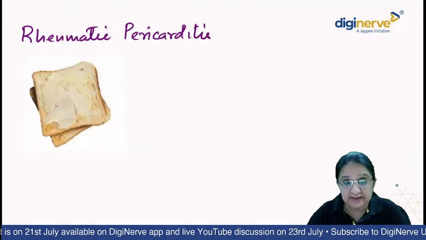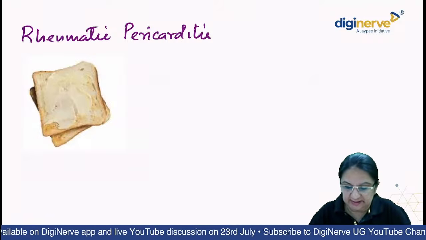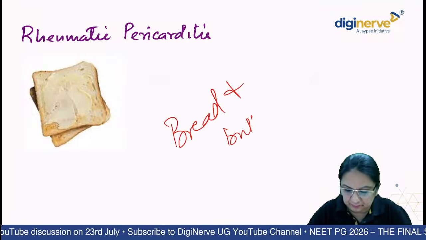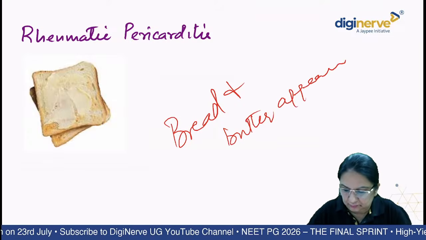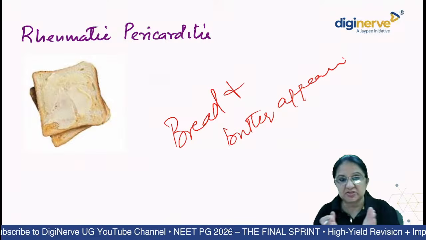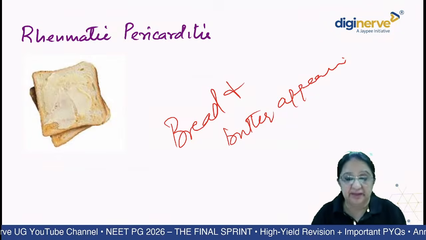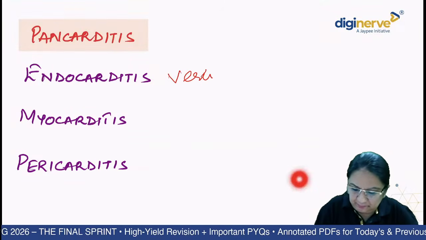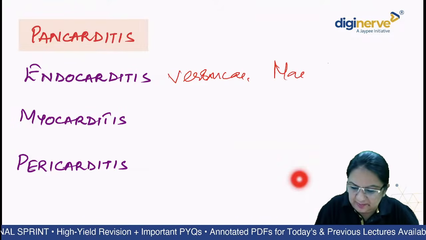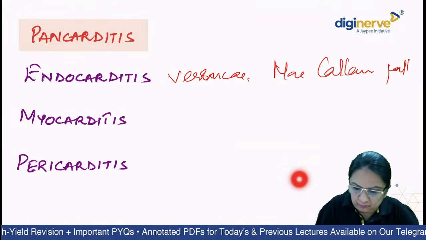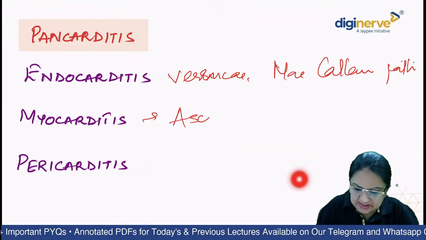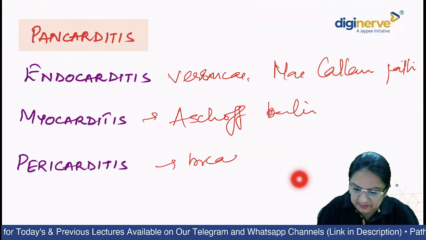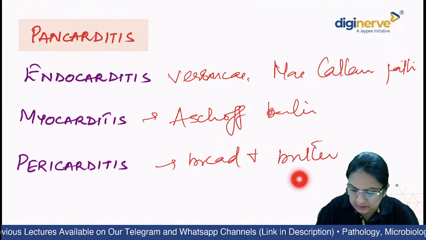Coming to pericarditis, it also causes pericarditis. What is the characteristic pericarditis feature we call? Bread and butter appearance. When the two layers of pericardium are separated, it looks like a bread and butter appearance, right? Then I already told you, in endocarditis you will see verrucae. You will see a MacCallum patch. Then you will see Aschoff bodies in the myocardium and bread and butter appearance in the pericardium.